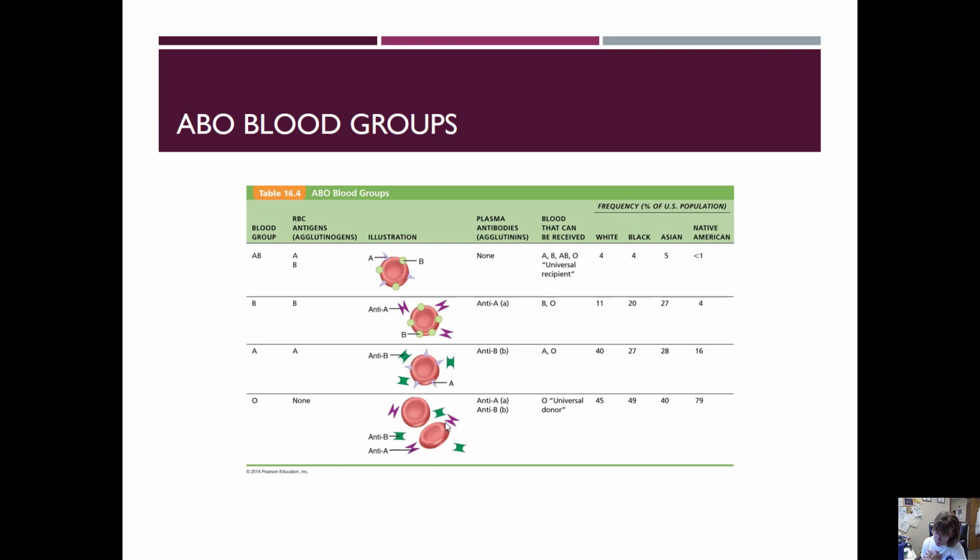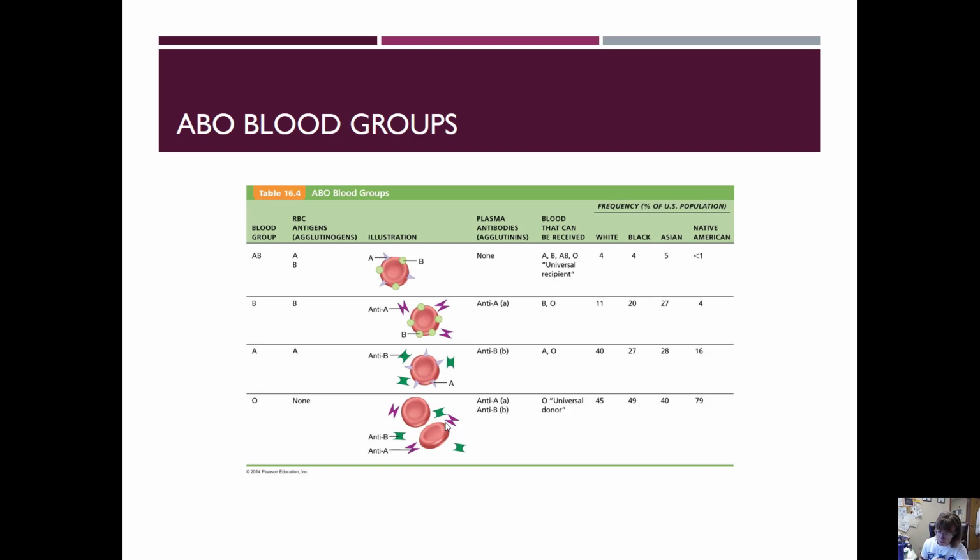The universal recipient, on the other hand, is somebody that has all of the antigens present because they don't make any antibodies at all. So an AB positive person is the universal recipient, and they can receive all blood types because they don't make any of the antibodies at all.